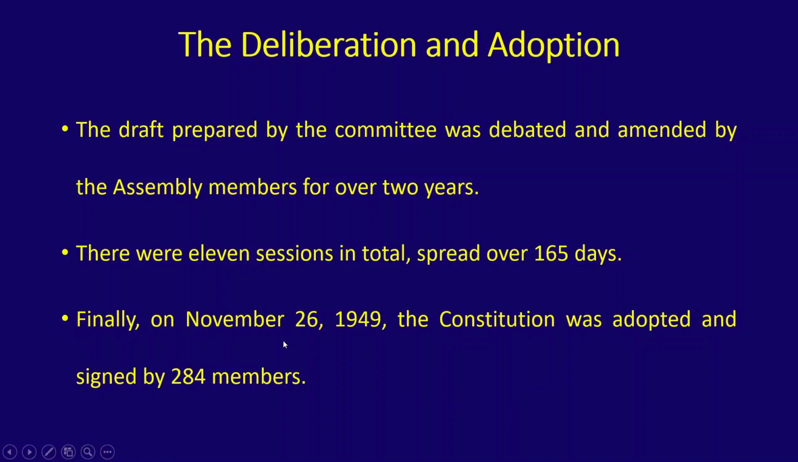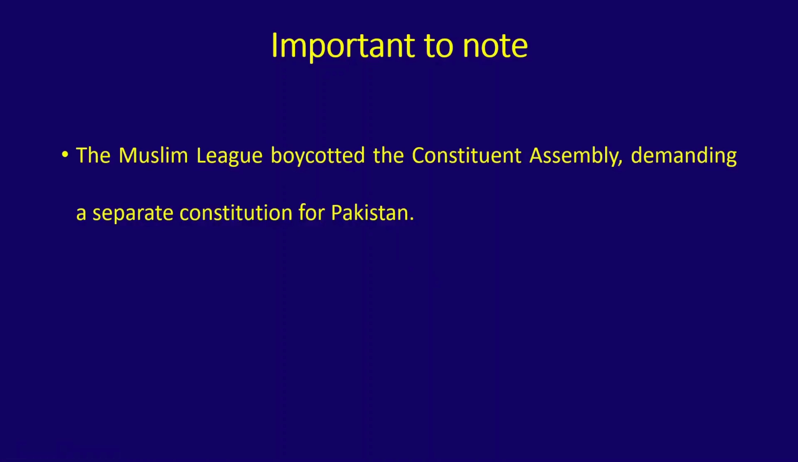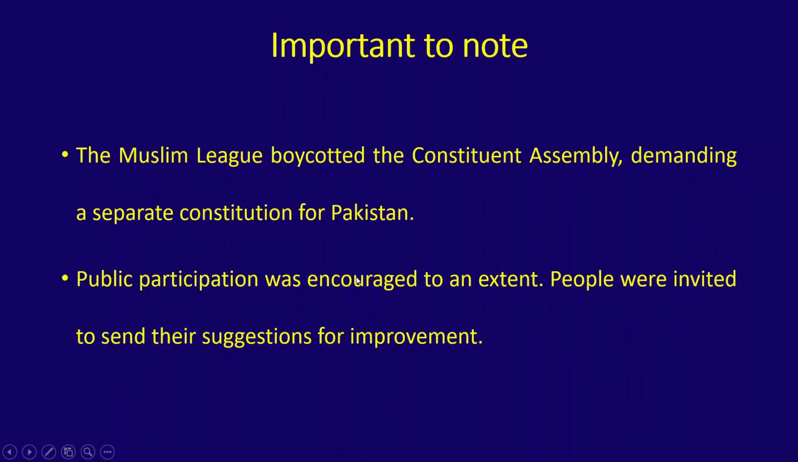And finally, the constitution was adopted on this date. We have already discussed this date of November 26, 1949. The constitution of the country was adopted and signed by 284 members. At the same time, it is important to note that the Muslim League, which demanded Pakistan, of course, boycotted the Constituent Assembly because they knew that the Constituent Assembly would draft the Constitution of India only, not Pakistan. Okay, and they wanted a separate constitution for Pakistan. That is a different case. And public participation was also encouraged but limited. People were invited to send their suggestions for improvement in the constitution.